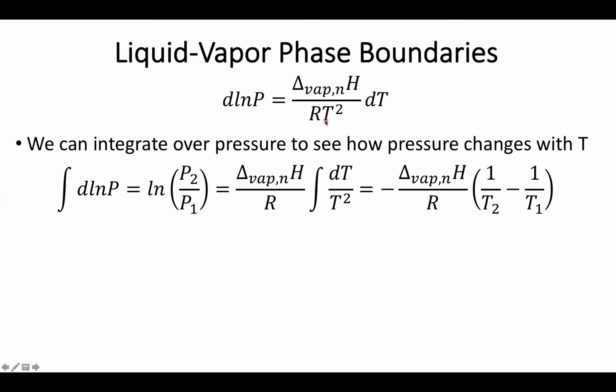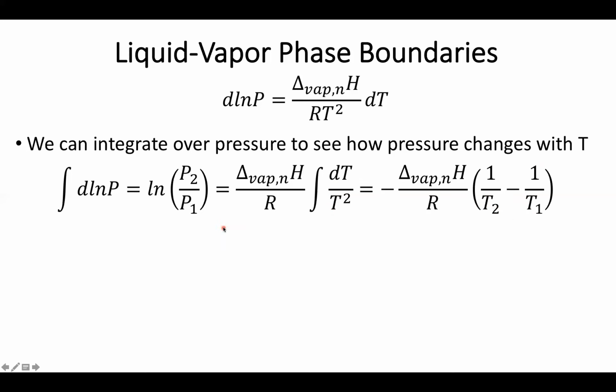Now over here on the right, we're going to assume that our enthalpy of vaporization shows no temperature dependence, and we already know that R is a constant. And this leaves us with the integral of dT over T squared. Well, this is going to give us an integral of negative 1 over T, and in the definite form, this gives us negative, 1 over T2 minus 1 over T1. So essentially, the difference in our inverse temperatures.